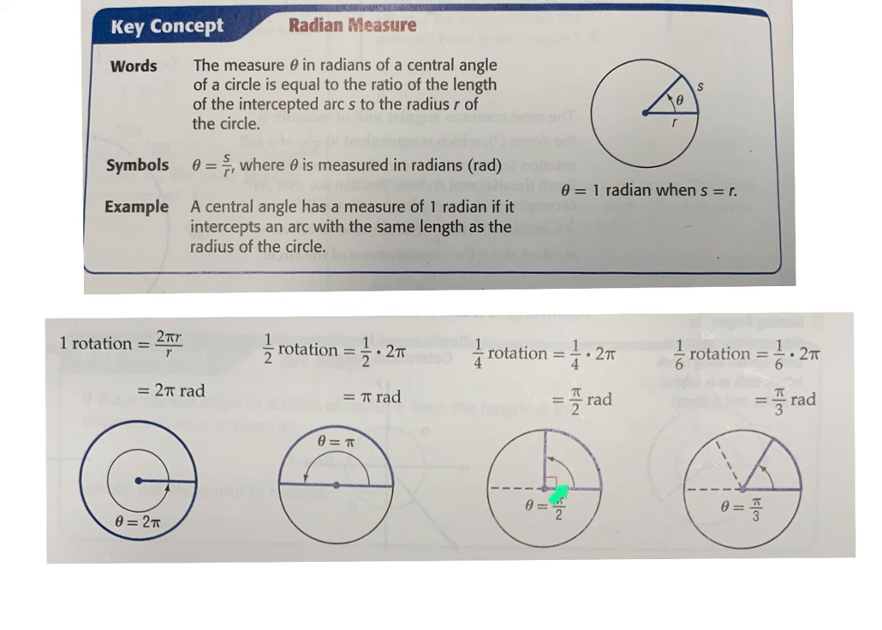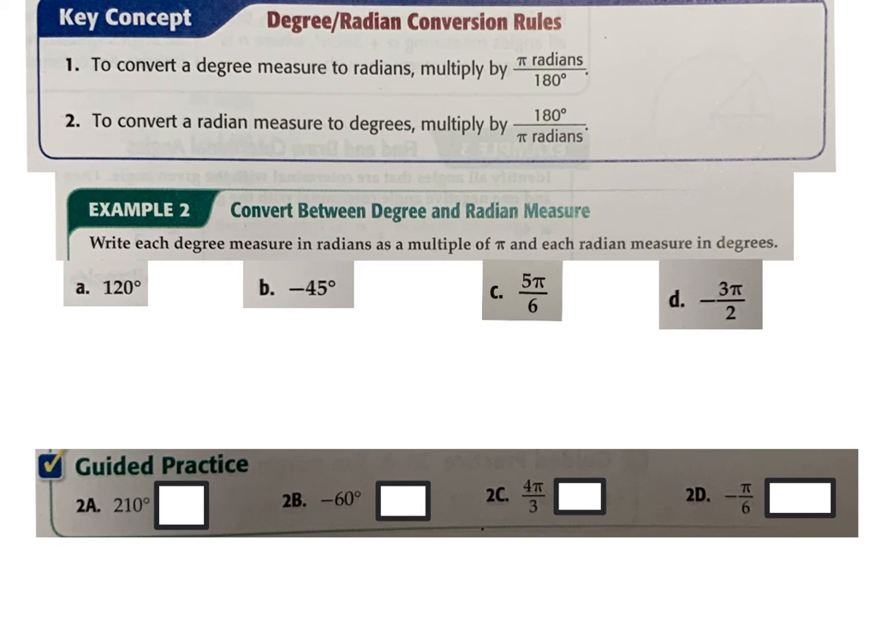Then 90 degrees would be a fourth of it. Well, a fourth of 2 is pi over 2, okay? And then just a sixth of it, 1/6 rotation, would be pi over 3. And so you start seeing this conversion. And so you can convert from degrees to radians and from radians to degrees. There's a formula for it, and it's a really rather simple formula, okay? So if you look at the top of the next page, you'll see the formula.